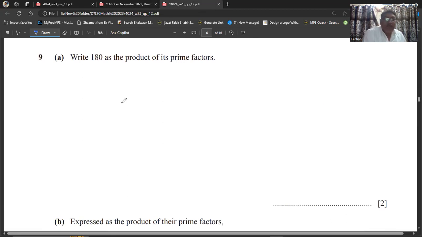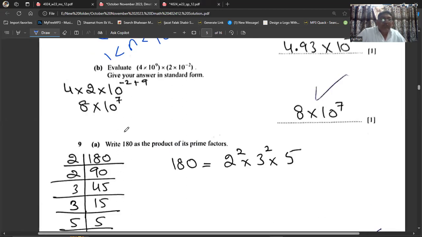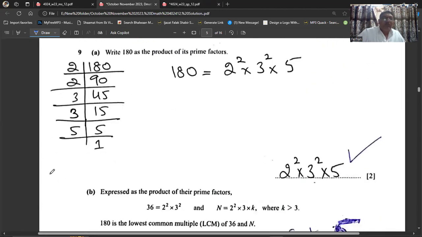He says, question number 9 is a part. He says, write 180 as the product of its prime factors. So we will do the prime factorization. 180 divided by 2, that's 90. 90 divided by 2, that is 45. 45 divided by 3, that's 15. 15 divided by 3 is 5. 5 divided by 5 is 1. You see, we divide here with the smallest possible prime number.